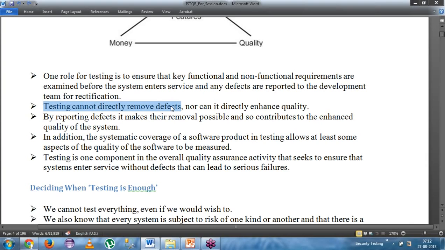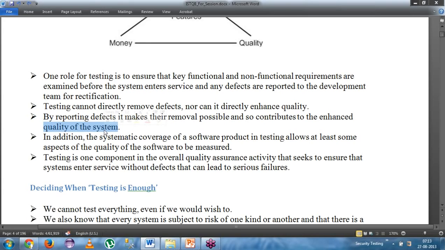We have seen the various stages of the problems, right? We are testing with regard to what we are doing, and probably you might miss requirement problems. Nor can it directly enhance quality. So as a part of the process, we need to have a robust mechanism in place so that testing gives you a better product. By reporting the defect, its possible removal becomes possible, which contributes to the enhanced quality of the system.